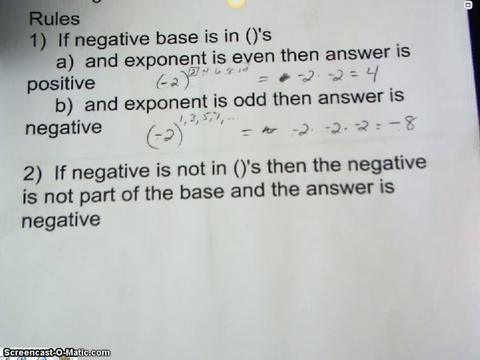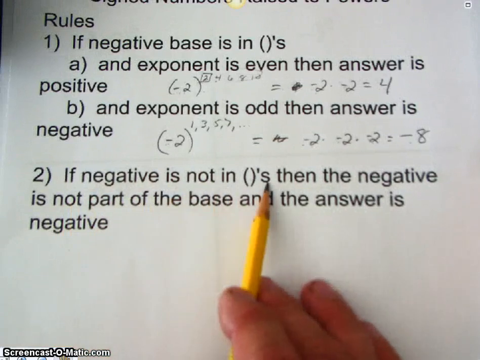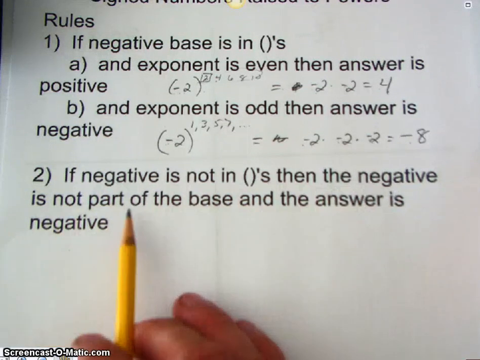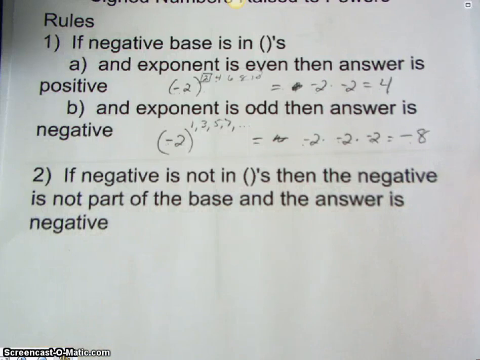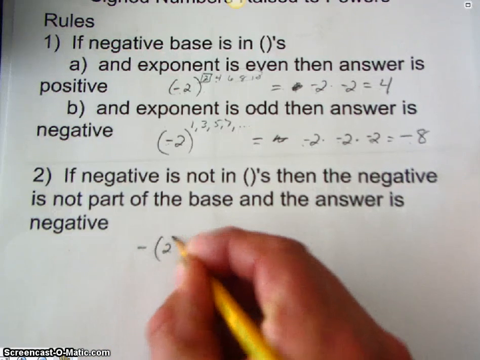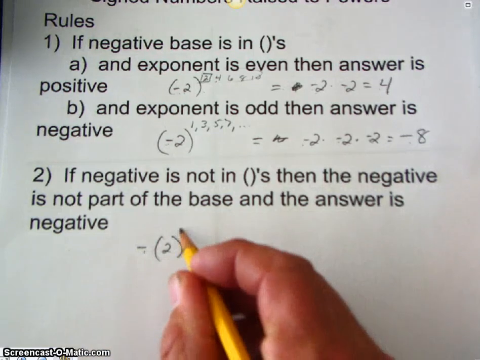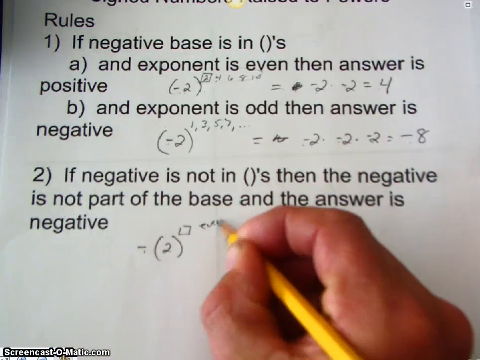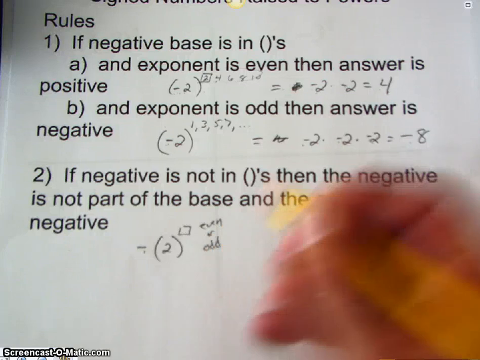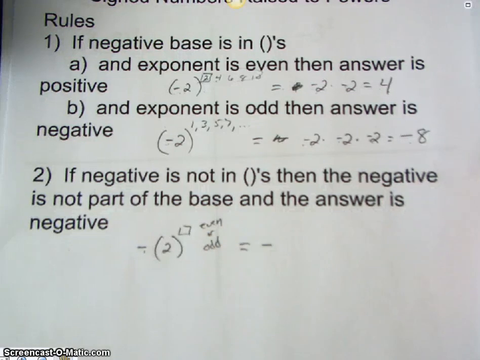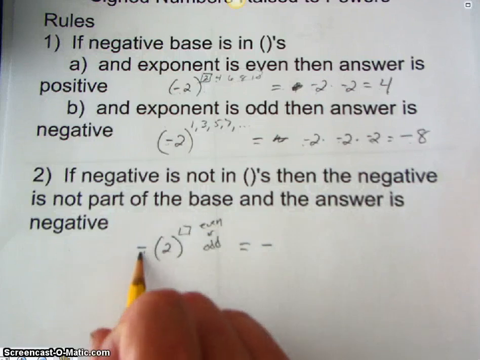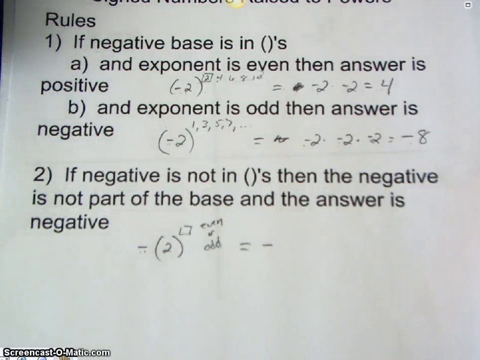All right, let's look at rule number 2. If the negative is not in the parentheses, then the negative is not part of the base and the answer is negative. In other words, the negative is on the outside of the parentheses. It's not in there. So no matter what the exponent, this could be even or odd, it doesn't matter, my answer will always be negative because it's negative out here. That's the rules you need to know for powers of negative numbers.